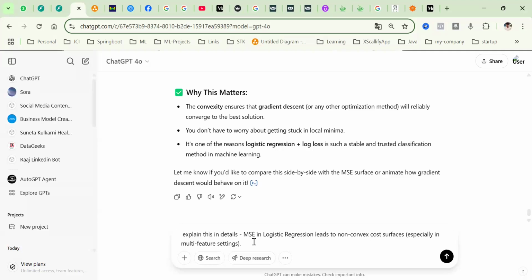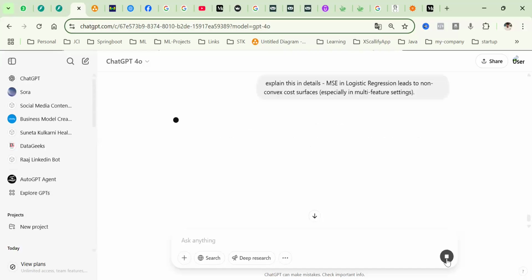You can make a note of this prompt. I'm writing: explain in detail MSE in logistic regression. I made a statement that if you apply MSE in logistic regression, it will give you a non-convex curve. So the same thing I'm writing here: explain in detail how MSE in logistic regression leads to a non-convex cost surface, especially in multi-feature settings. Whatever concept I established, I'm asking ChatGPT to explain in detail. Okay, let us see.